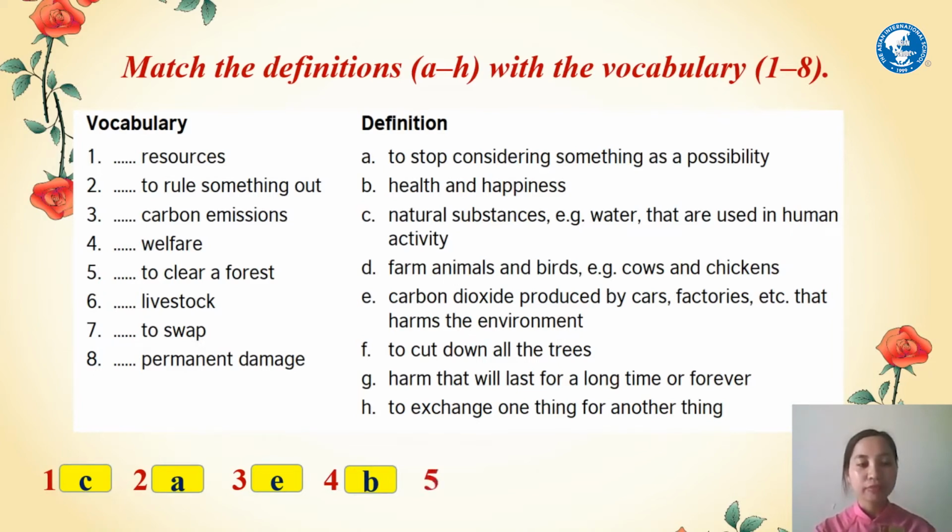Number 5. To clear a forest. For this verb phrase, you must analyze the meaning of to clear, which is to remove. So the answer must be F. To cut down all the trees. What is your answer for number 6? Livestock. Do you remember what this now presents? Livestock are farm animals and birds, for example, cows and chickens. D is the answer.